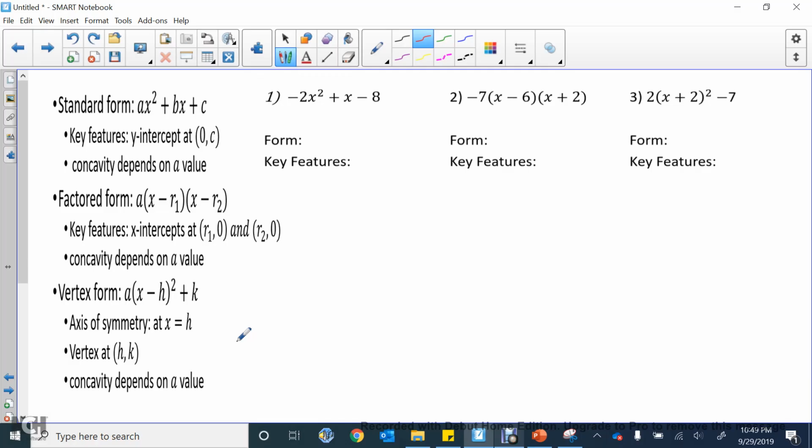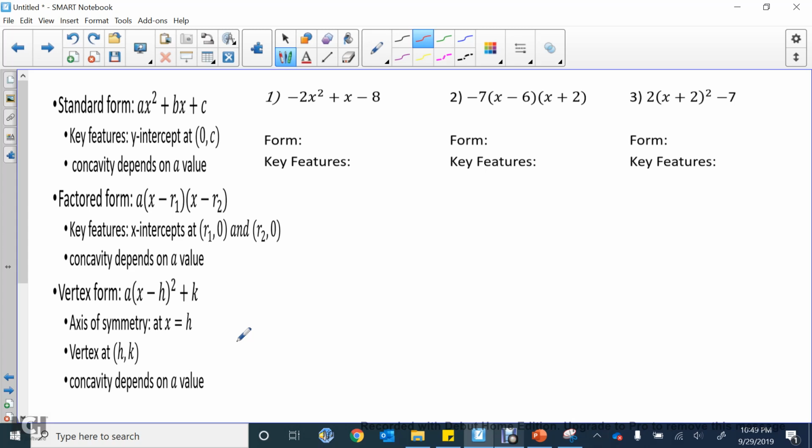Quadratic functions have three forms. The first one is the standard form, ax squared plus bx plus c. Standard form will give us key features such as the y-intercept located at (0, c), and also gives us concavity depending on the a value.